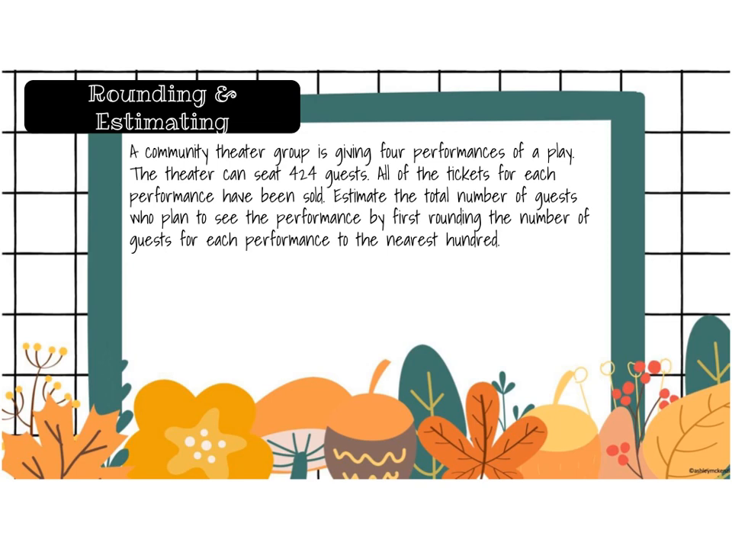Okay, a community theater group is giving 4 performances. If the theater can seat 424 guests and all of the tickets have been sold, the first thing I need to do is estimate the total number of guests. What did y'all estimate 424 to? 400. Okay? So I'm going to round to the nearest 100. Now, if I'm giving 4 performances, what do I do with 400? Multiply it by 4. Y'all, what is 4 times 4? 16. Then put the 2 zeros at the end.